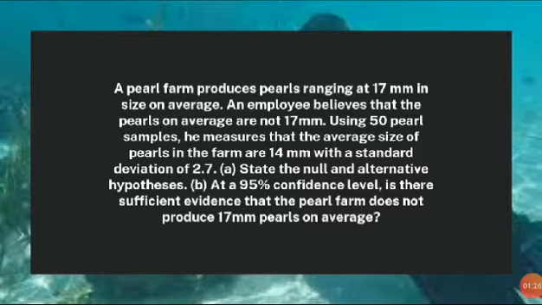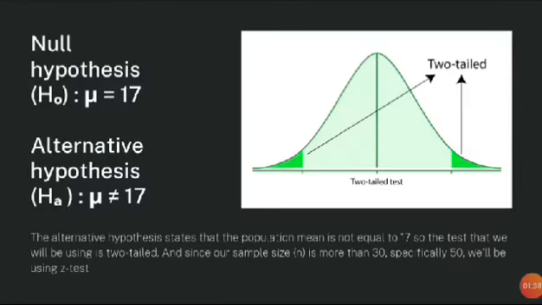Well, according to the question, we need to state the null and alternative hypothesis. So that's what we are going to do first. Upon analyzing the givens in the question, our null hypothesis is mu equals 17, while our alternative hypothesis is mu not equal to 17. And since our alternative hypothesis is not equal to 17, meaning that it could be less or more than 17, the test that we will use is two-tailed.